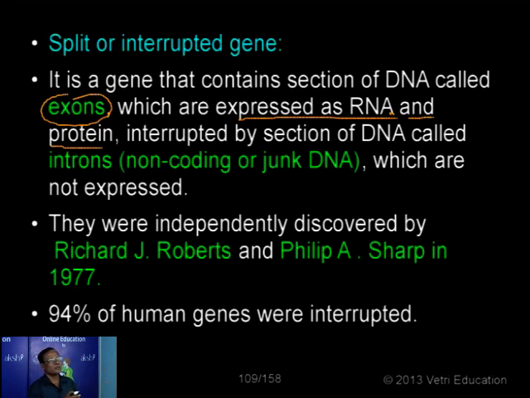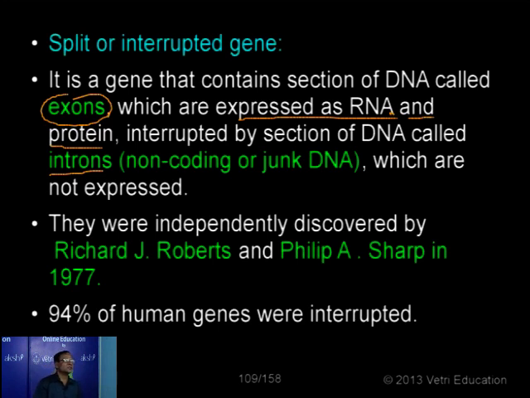So, these exons are interrupted by non-coding sequences of DNA, a stretch of DNA which doesn't have any code or message for protein synthesis. They are called introns, and they cannot be expressed. They can be removed by the process I mentioned, the splicing process.